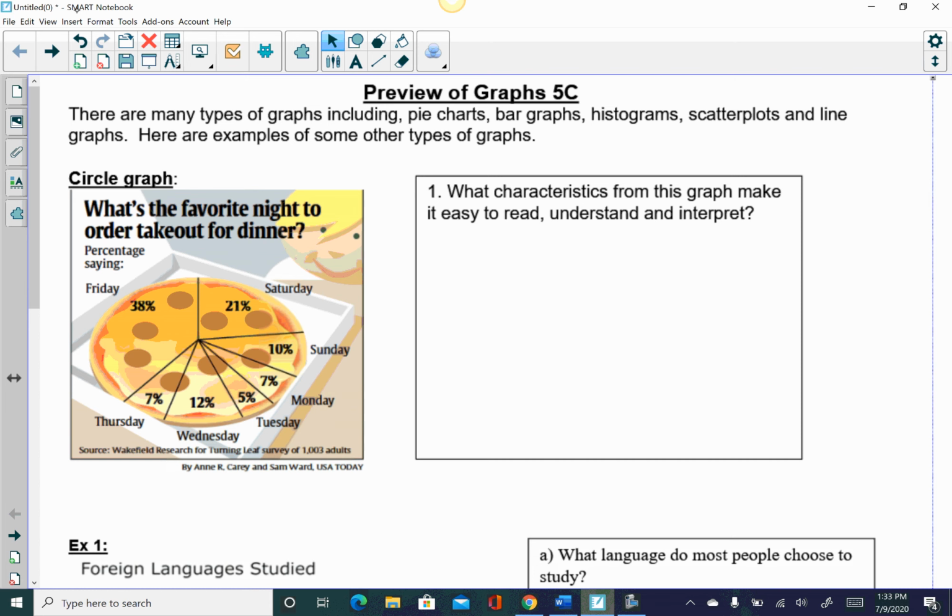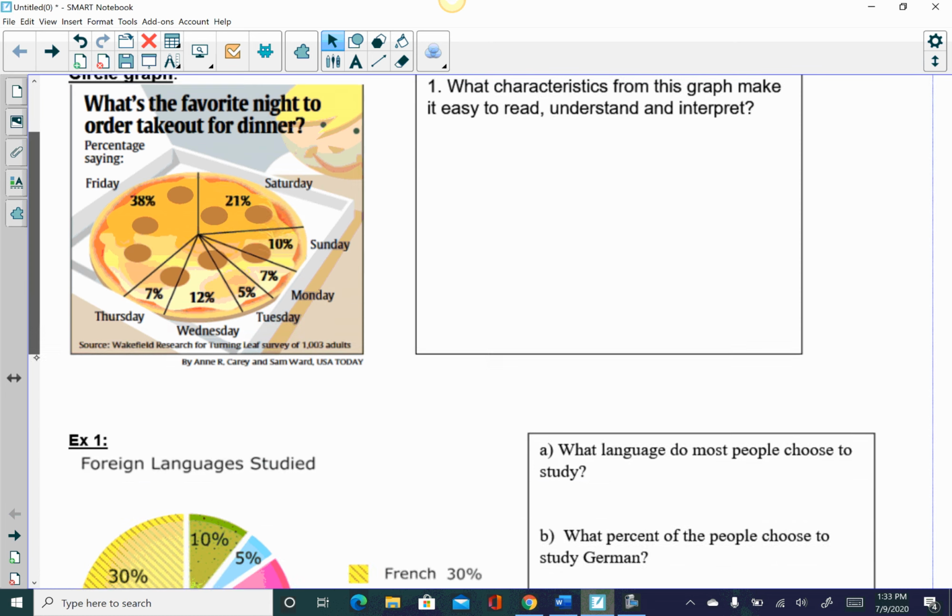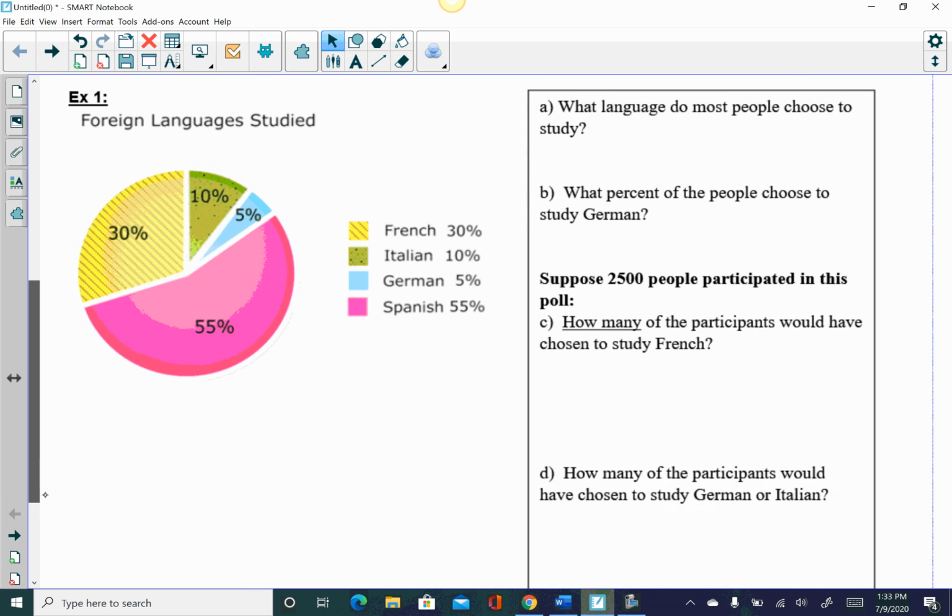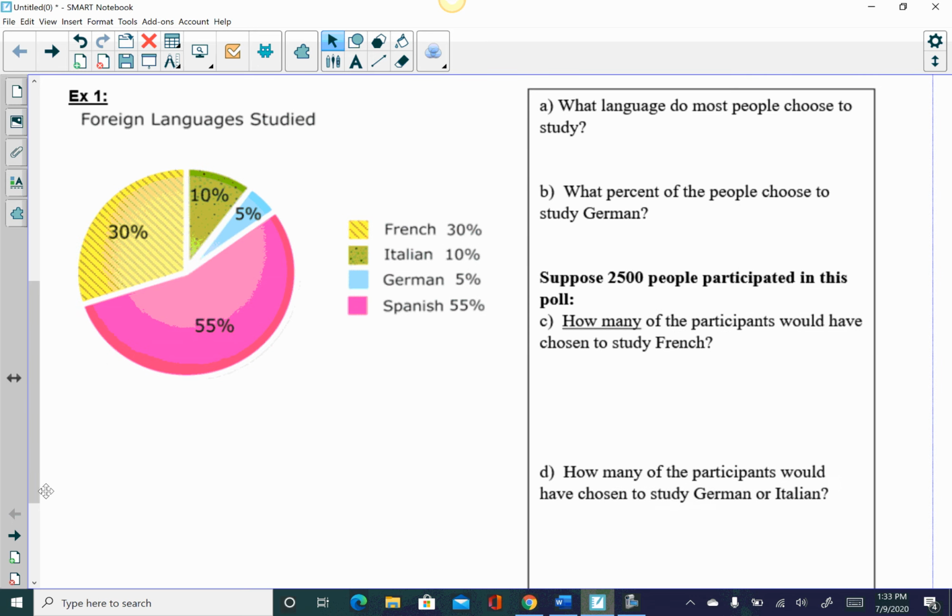I won't go through every single one of these examples like always, but I will hit on a couple of them. So here on the front page, I'm going to look at example 1 with the circle graph. In part A, this is looking at the foreign languages studied, and you can see the graph over here on the left. Part A says, what language do most people choose to study, excuse me.